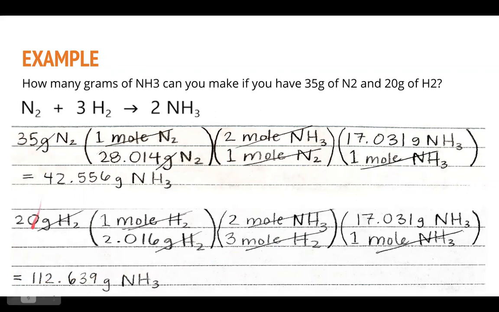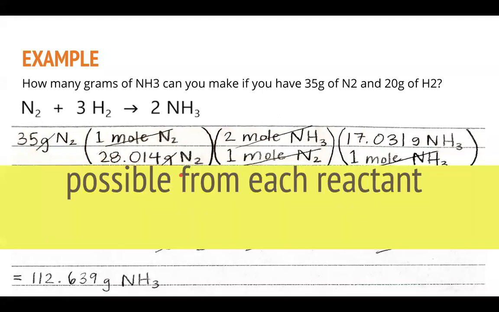Looking at these 2 different answers, basically this is saying that given this amount of nitrogen, this is the greatest possible amount of product that I can make. And given this amount of hydrogen, this is the greatest amount of product that I can make. Clearly this one makes a much smaller amount of product, so it's going to limit the amount of product we can make. It's our limiting reactant, and this is our answer of how many grams of product. Okay, that was way number 1.